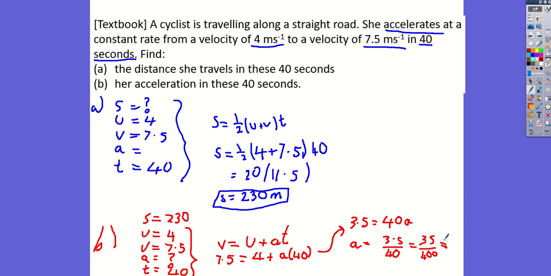And then type it into a calculator. And that's 0.0875. And that's my acceleration. So I'm going to use acceleration units. That's meters per second squared. And that's that one done.